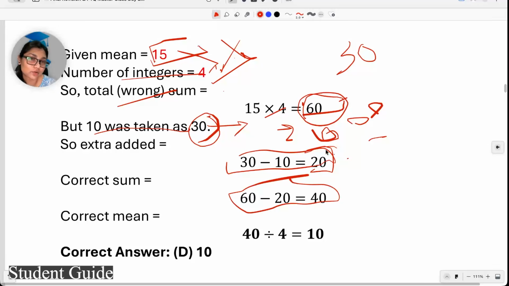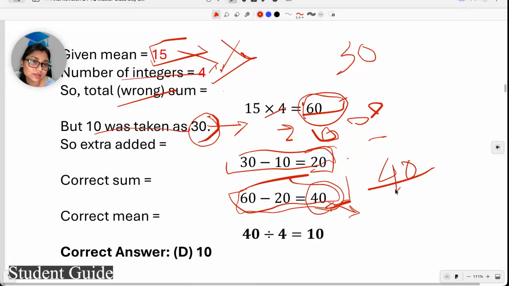As this pen is not working properly, so you just focus on the already given explanation. Okay. So now you have got the correct sum of this particular question. Now you have just got the sum, but the question is asking that you need to find the correct mean also. So what you will do, you have got this sum and you always divide it by the number of integers. So those are 4, as the question is saying. So you just do it and you have got the answer as 10. So option D is the correct answer.